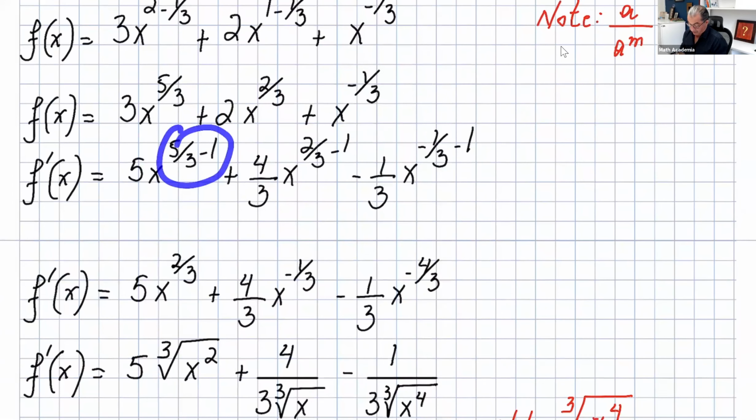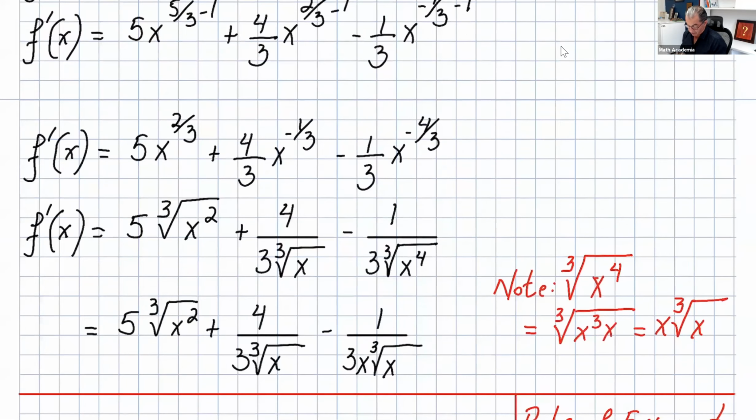Now 5 over 3 minus 1 is 2 over 3. So we have 5x to the power of 2 over 3. Here 4 over 3, x to the power of 2 over 3 minus 1 is 2 over 3 minus 3 over 3, which is negative 1 over 3. And negative 1 over 3 minus 1 is negative 4 over 3.